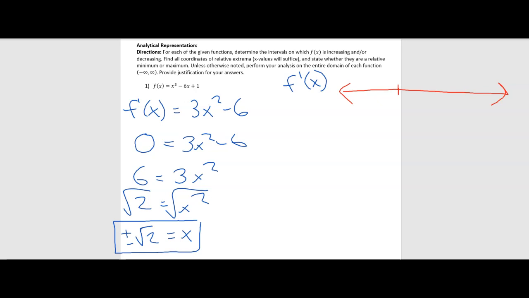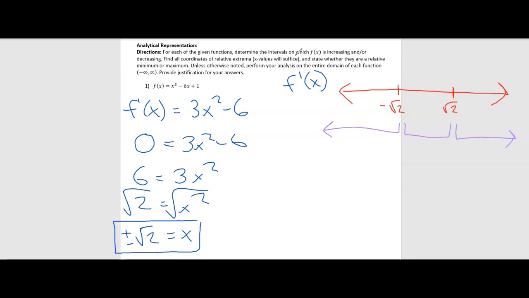And I know that at negative root 2, there's a 0, and at positive root 2, there is a 0. Now, those are, of course, candidates for a relative minimum or a relative maximum. But before we get to that, let's first do whether the function is increasing or decreasing. Now, if these are the only zeros, then on this entire interval, from negative infinity to negative root 2, our derivative is going to be either all positive or all negative. Same thing from the interval negative root 2 to root 2, and from the interval root 2 to infinity.